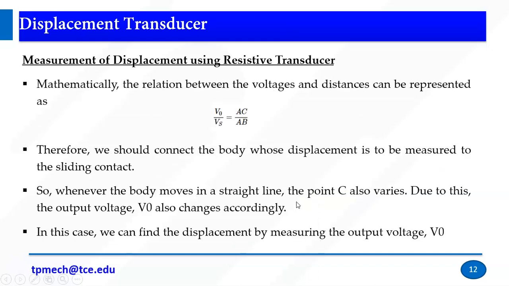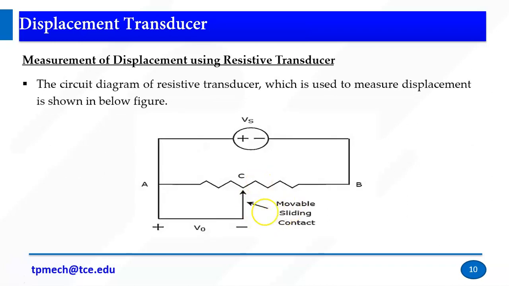So mathematically, the relation between voltage and distance can be represented as V0, right? So the output voltage divided by Vs is nothing but AC divided by AB.